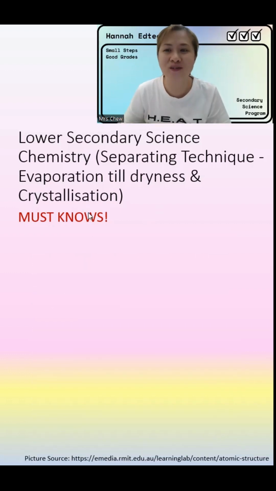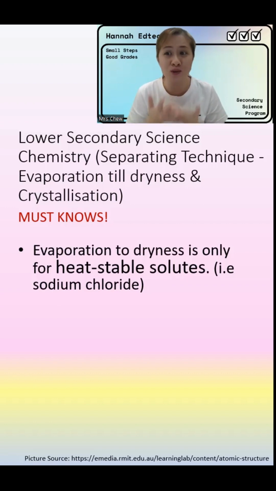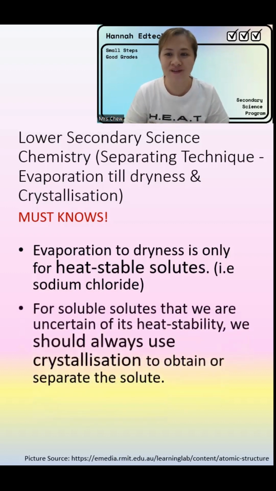Let's move on to other must-knows. Evaporation to dryness is only for heat-stable solutes like sodium chloride, also known as our table salt. For soluble solute that we are uncertain of its heat stability, meaning whether it will decompose upon heating, we should always use crystallization to obtain or separate the solute.